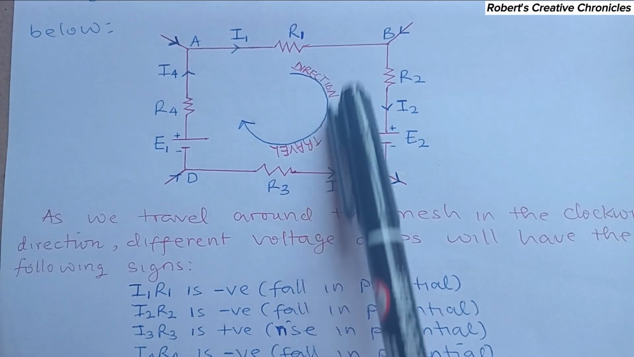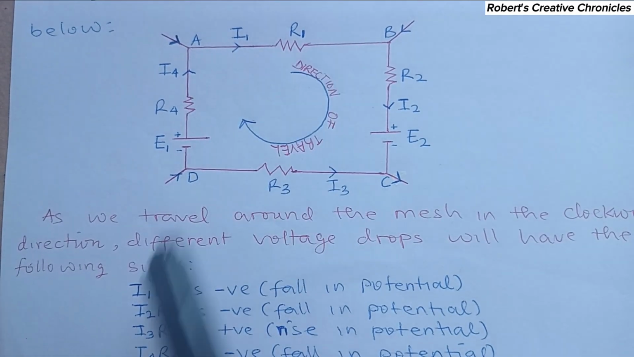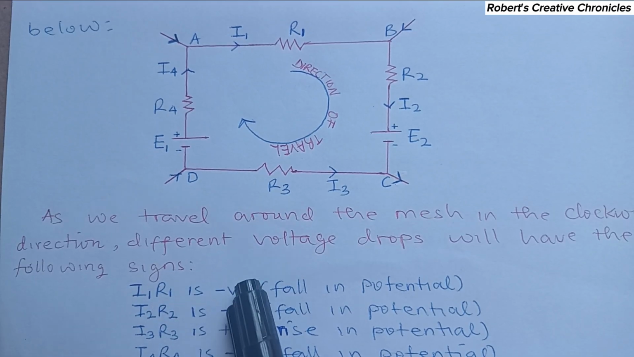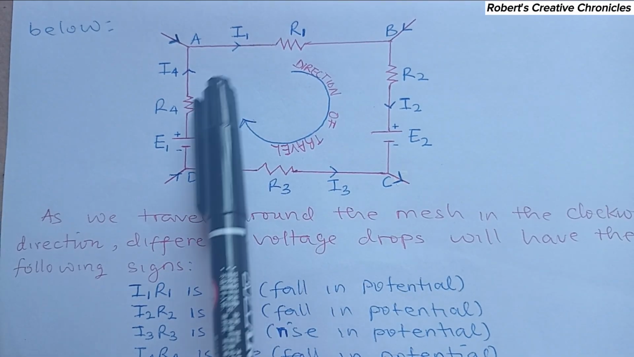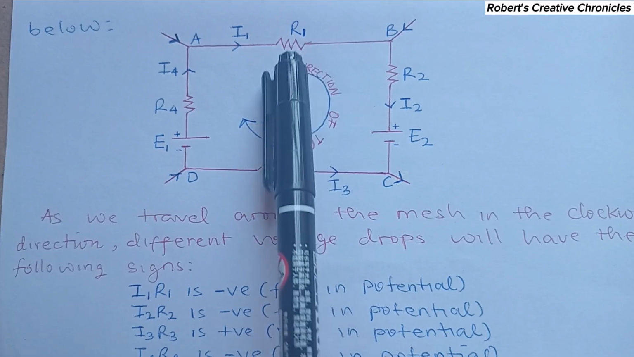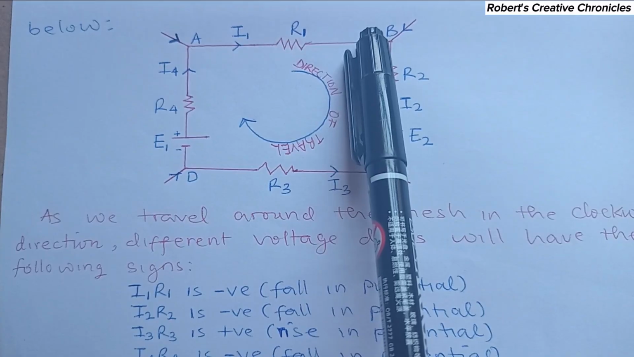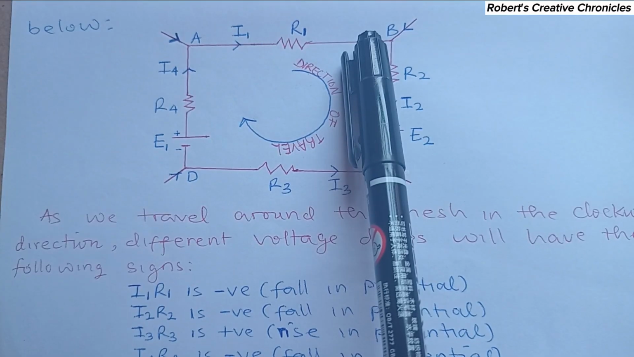So when we are moving in this clockwise direction, the voltage across here, that is given by Ohm's law I1 R1, is negative. That is, there's a fall in potential because we are moving in the direction of I1 in the clockwise direction, so I1 is moving from higher to lower potential, and the final potential here will be negative.